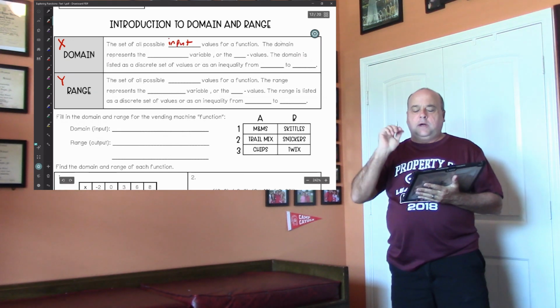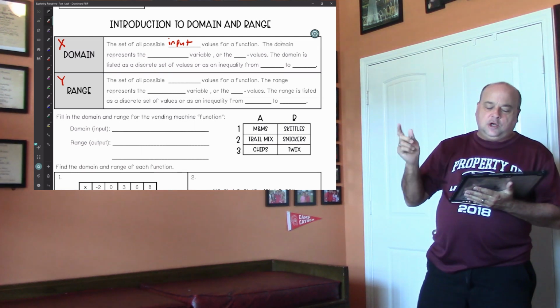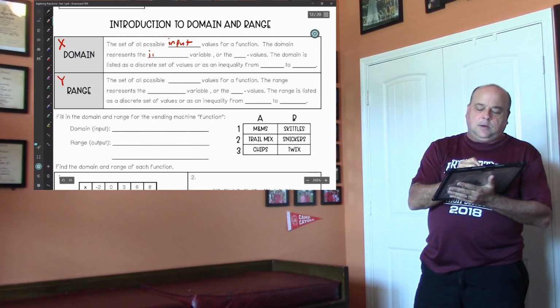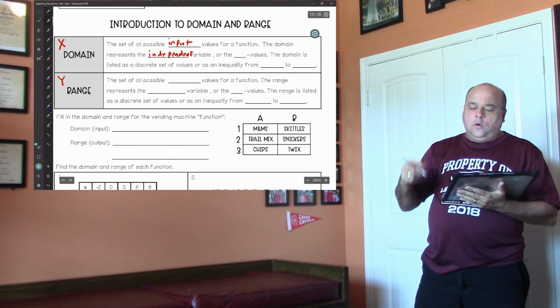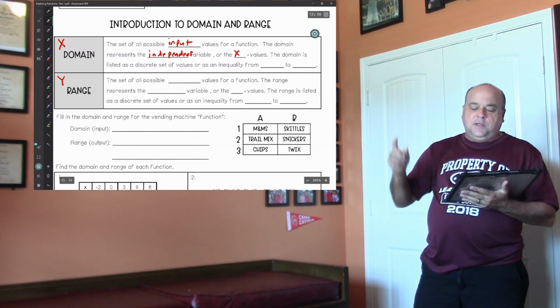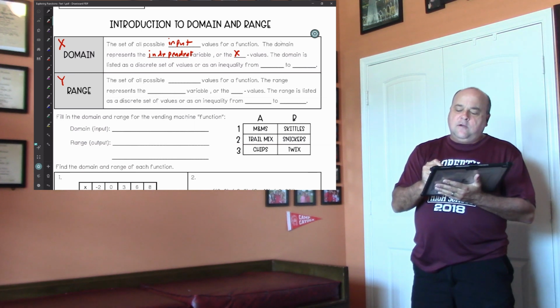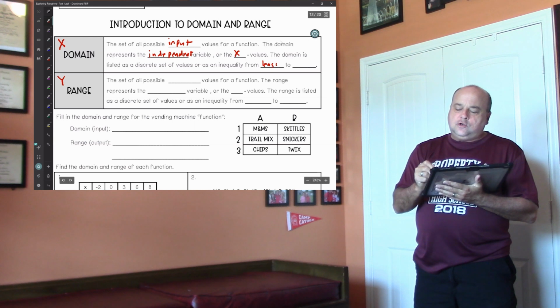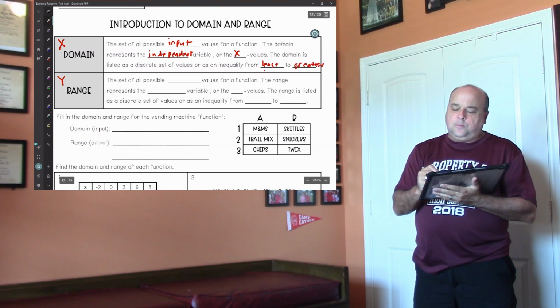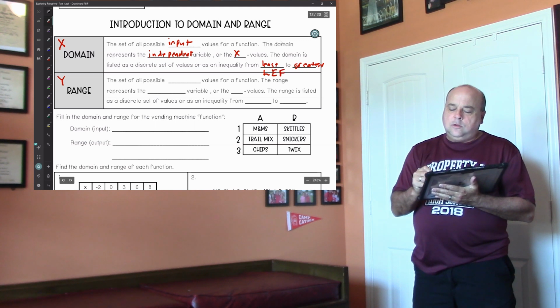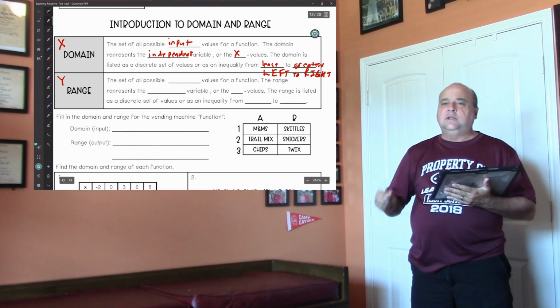These are the numbers that you are inputting into the function. The domain represents the independent variable, or the x values. The domain is listed as a discrete set of values or as an inequality from least to greatest. And also under here put left to right. And we'll get into this in a minute.